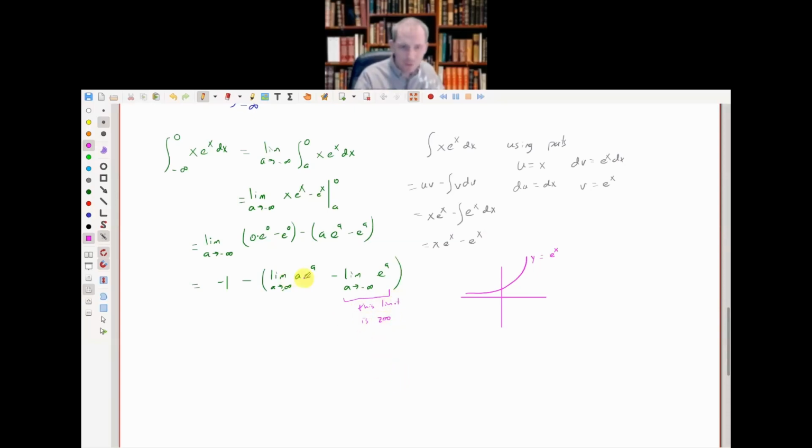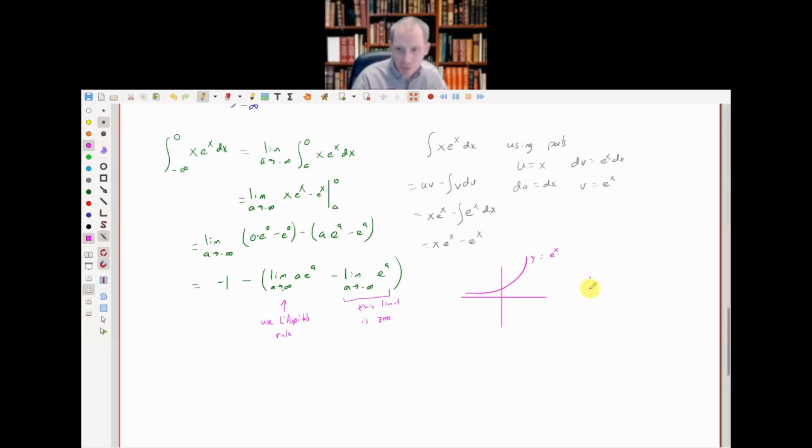For this limit, the e to the a part I just said is going to go to 0, but the a part is going to negative infinity. We have an infinity times a 0. That's an indeterminate form. So for this limit, use L'Hopital's rule to figure it out. All right, so let's work that out separately.